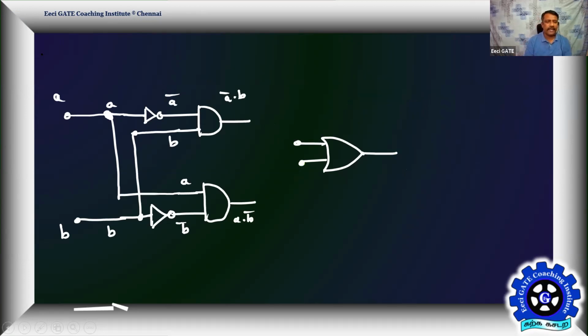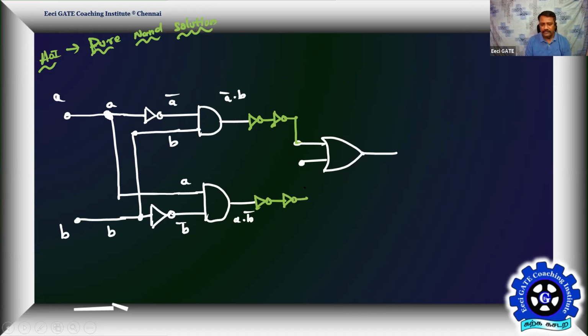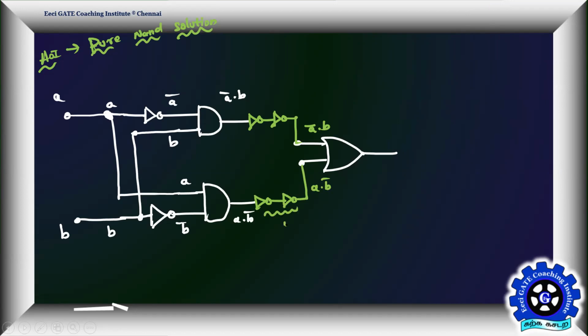So I need to convert my AOI solution into pure NAND solution. That means my digital logic circuit or design should use only NAND gates. So how to make it? Connect two NOT gates here, not buffers, two NOT gates here. Tell me whether I am changing anything now. The signal is still A dot B bar only, because two NOTs in cascade result is what? No inversion really, correct? No complements, correct?